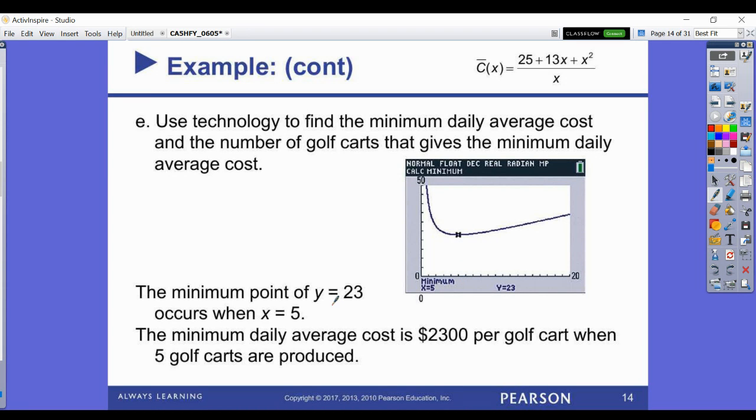What does that mean in the context of this problem? When we make 5 golf carts, our average daily cost is $2,300 per cart, because the y value was in hundreds.